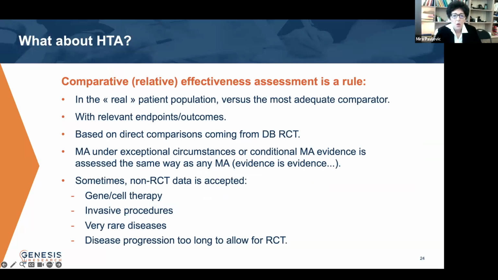So comparative or relative effectiveness assessment is a rule. It means that it should be comparative. So it is based on direct comparisons coming from double-blind randomized trials. Indirect comparisons are there just to support the efficacy, but should not change or replace direct comparisons.